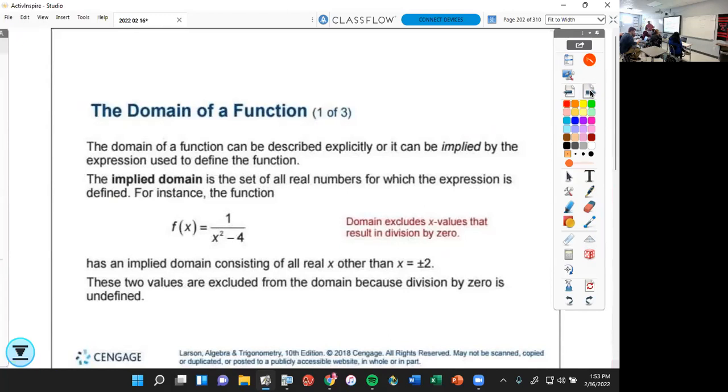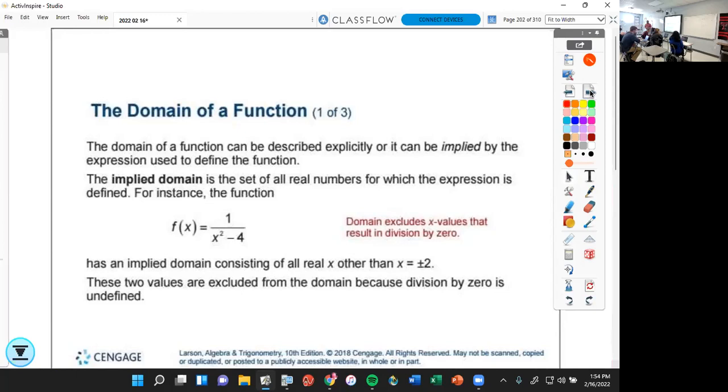What do you see going on in this function? What's happening? We're dividing. Where's the variable? On the bottom. What can you not divide by? Zero. You can't divide by 0, okay? This is called an implied domain. The domain is implied. I don't have to tell you what the domain is, okay? The words that I'm using are up here. It's an implied domain.